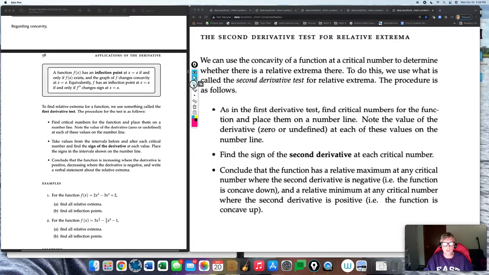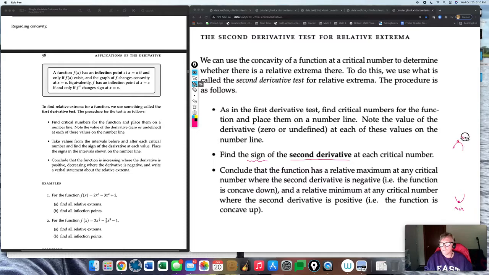And then the second derivative test, as in the first derivative test, you find your critical numbers, but you put them into the second derivative, right? You put those critical numbers into the second derivative and find the sign, right? And then you conclude that the function has a maximum where the second derivative is negative, or if the second derivative is positive, that would be concave up and would be a minimum.